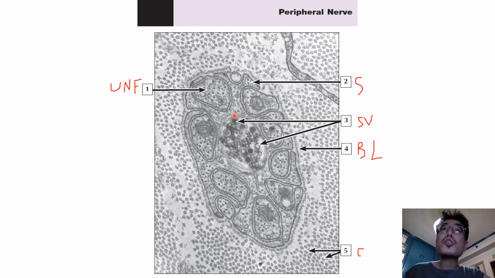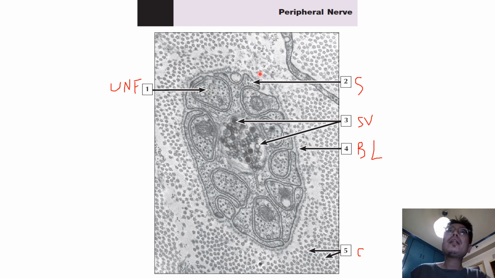The Schwann cells associated with the unmyelinated nerve fibers may invest as many as 20, and their entire outer surface is covered by a basal lamina, shown here as number 4. The surrounding endoneural connective tissue contains collagen fibrils. Number 5 here are the collagen fibrils in the surrounding endoneural connective tissue. And unmyelinated fibers have conduction speeds of 0.2 to 2 meters per second.